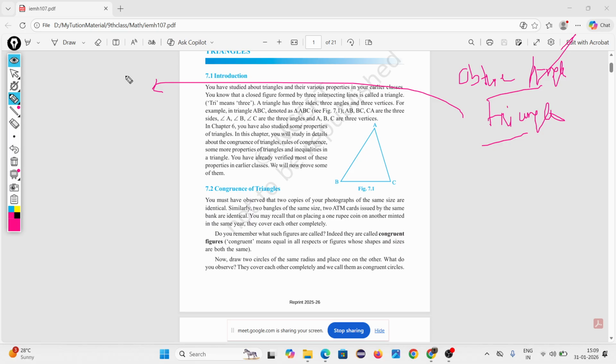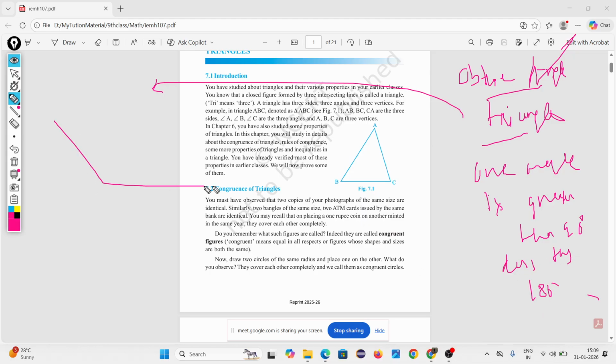Did not. Okay. Listen. Then obtuse angle triangle. What is the definition of obtuse angle triangle? In the triangle, one angle is greater than 90 degree, less than 180 degree.